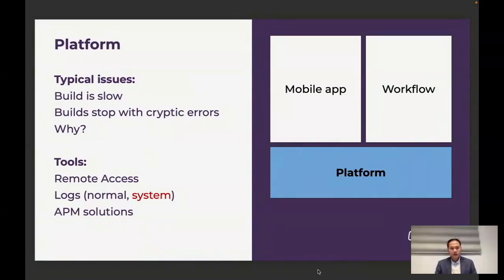Right, and finally, the most tricky part is on the platform side. Suddenly the build is slower, or it throws a weird error that you cannot find either on the workflow level or inside the simulator or Android emulator. For this case, you need to dig at the lowest level, the platform level, either in the system log, or you need to install certain APM software to measure them or to benchmark the system.